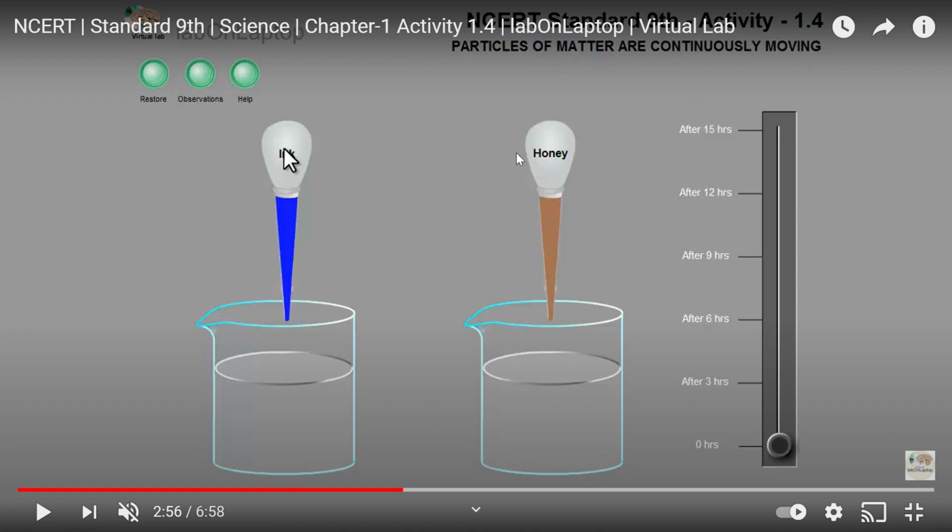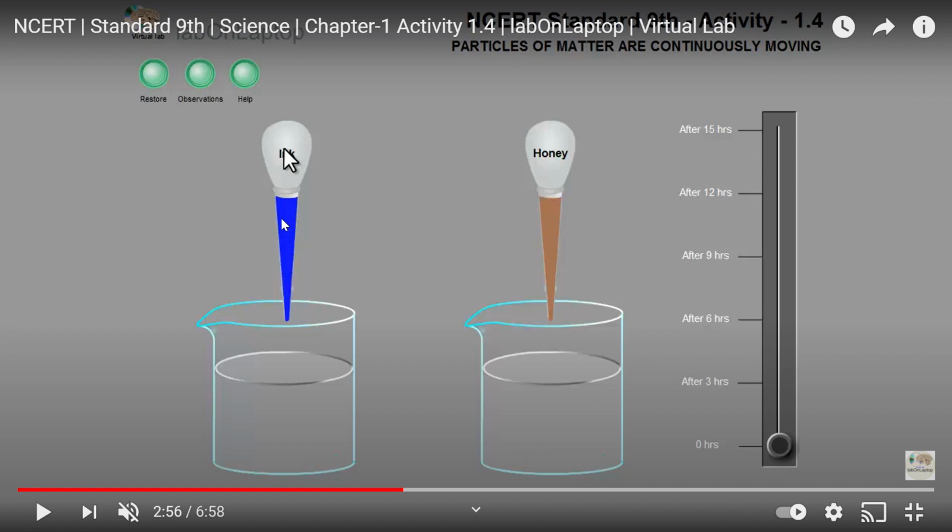Just to prove that, let me show you that we have taken two beakers and both of the beakers are filled with water. Now on the first beaker there is a dropper which contains ink, and on the second beaker there is a dropper which contains honey. Now we know that both ink and honey are liquids, but the consistency is different, or the density of the liquids are different. Honey is much more dense in comparison to ink.